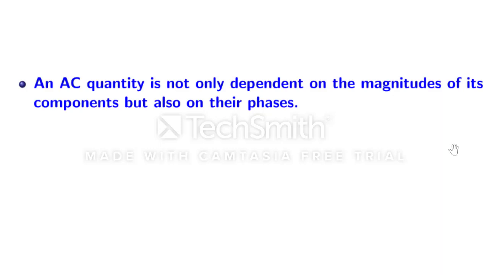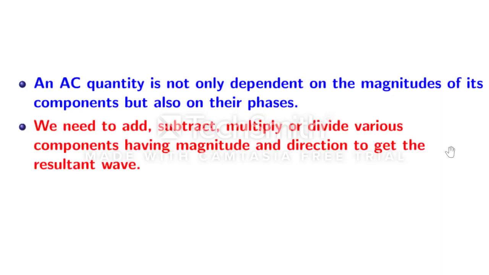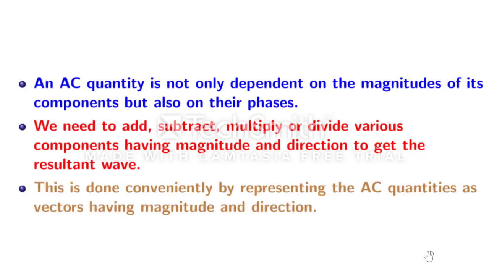An AC quantity is not only dependent on the magnitudes of its components but also on their phases. So we need to add, subtract, multiply or divide various components having magnitude and direction to get the resultant wave. This is done conveniently by representing the AC quantities as vectors having magnitude and direction.